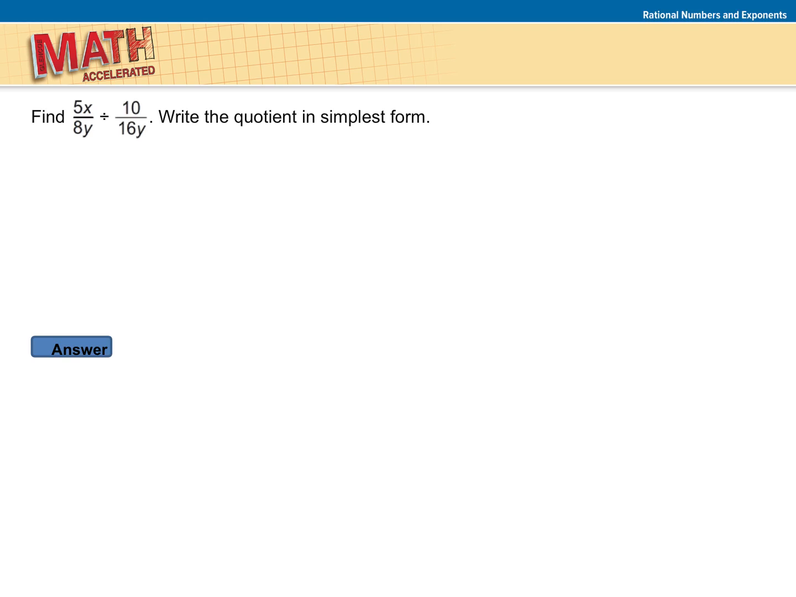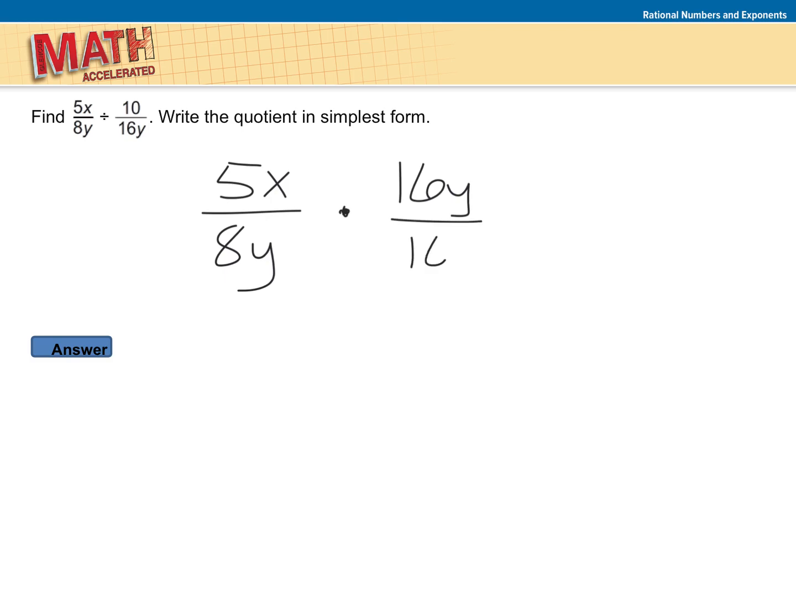Okay. So we have a division problem. What do we need to do first? Keep, change, flip. So we have 5x over 8y. Division turns to multiply. What does my second fraction turn into? 16y over 10. Okay, now I can start reducing. What reduces?